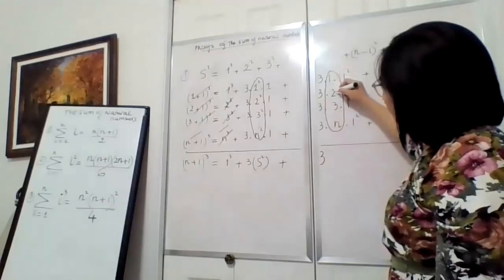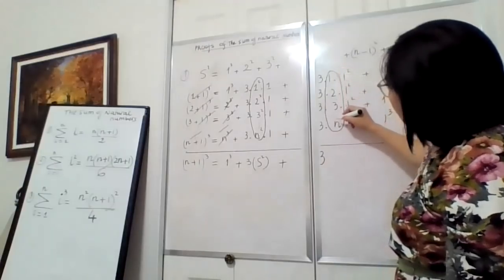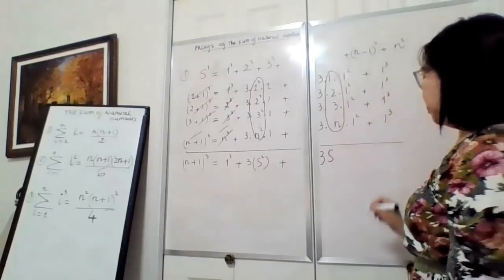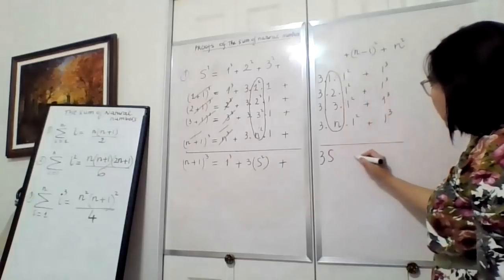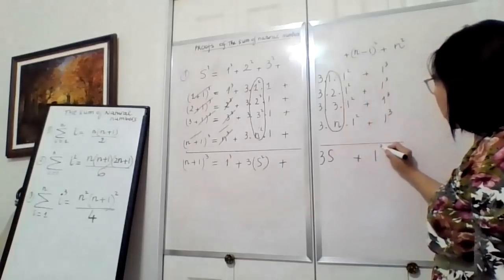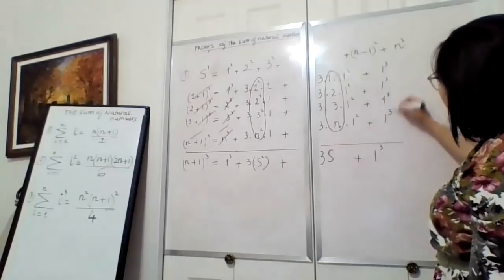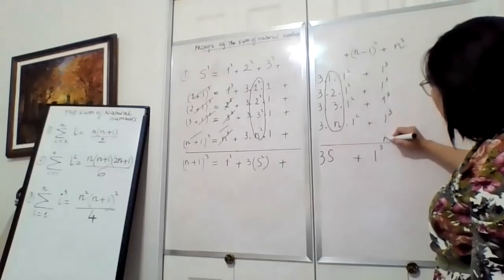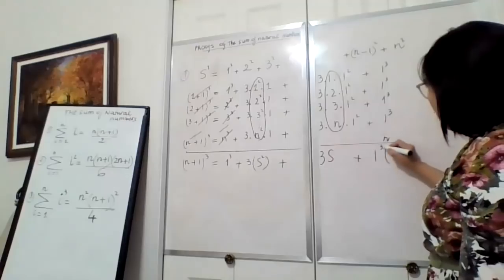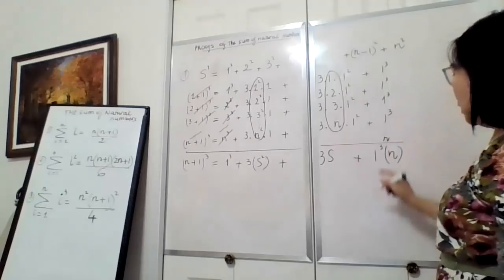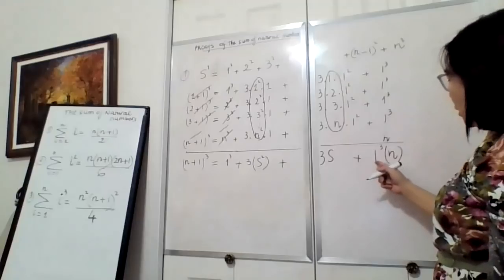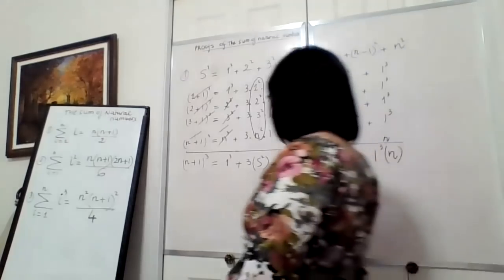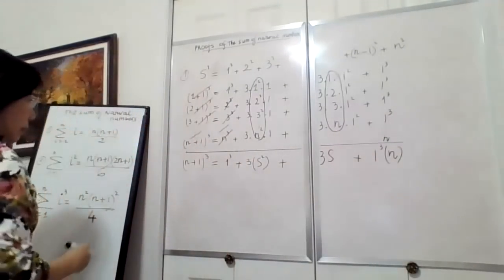Adding, this is 3 as well. What is it? 1 plus 2 plus 3 plus and so on up to n. So this is the first sum. So 3s, right? Sum 1. And the last term is 1 to the power 3. But how many terms of 1 to the power 3 do I add together? 1 add 2 add 3, n terms, right? Go up to here is n terms. So this is 1 to the power 3 times n as well. And 1 to the power 3 is just 1, and 1 times n is just n, right? So I can leave it like that or cancel that and just put n, doesn't matter, right?